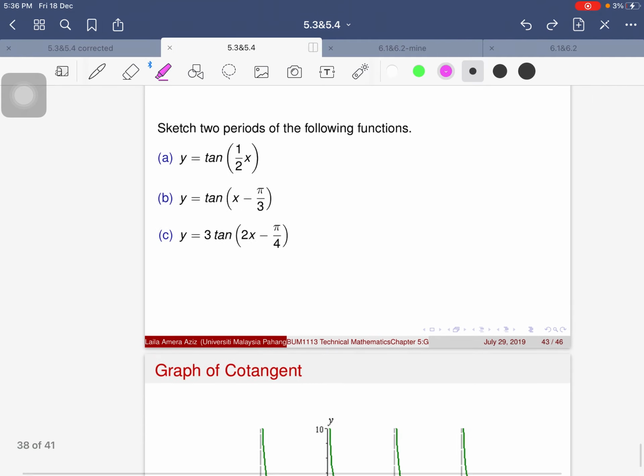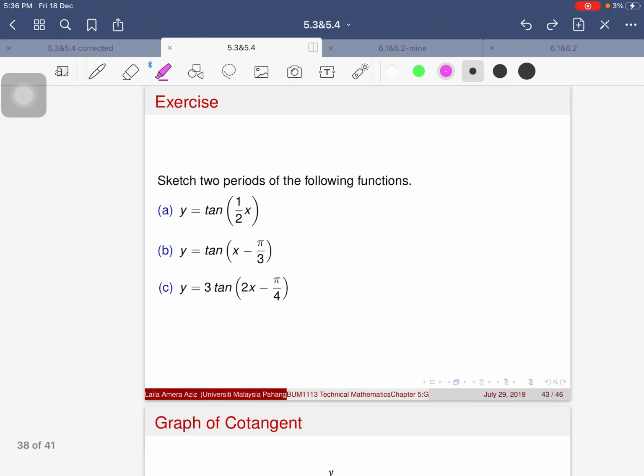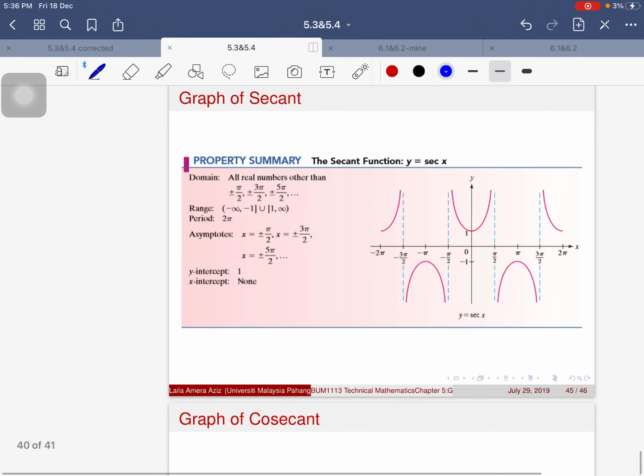So I have prepared 3 questions for you to try here, so give them a go. It's going to be very simple. All you have to do is find the vertical asymptotes and the midpoint. And for this one, don't bother sketching 2 periods, just sketch 1 period of the following functions, just for you to practice how to do that.